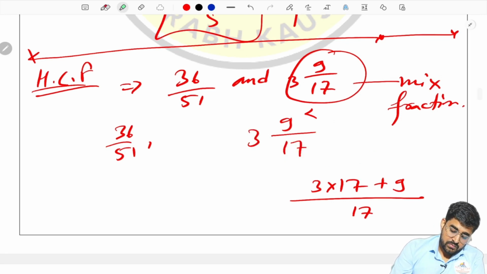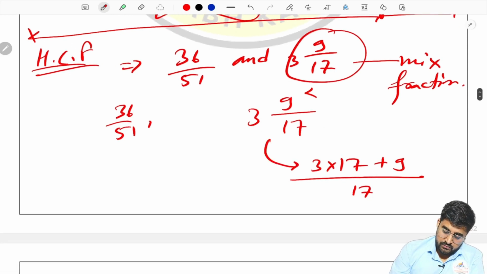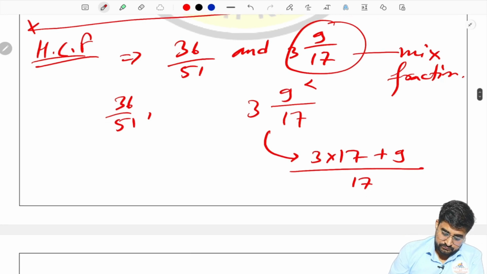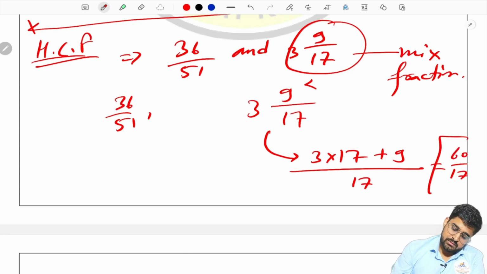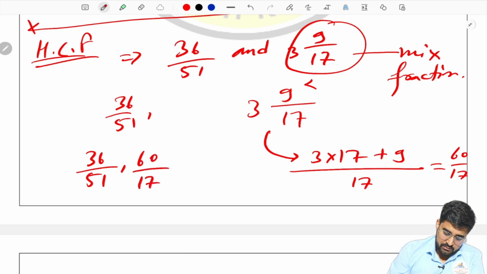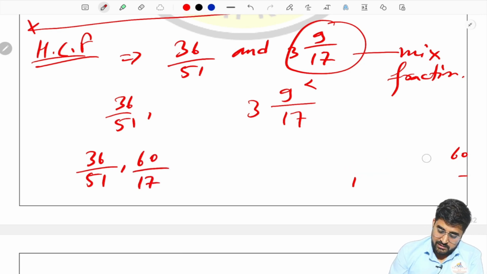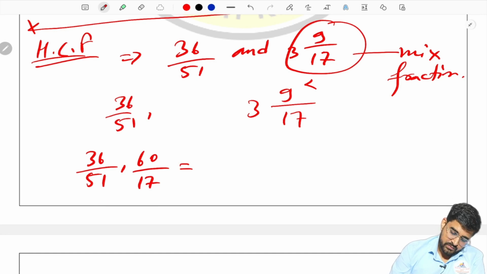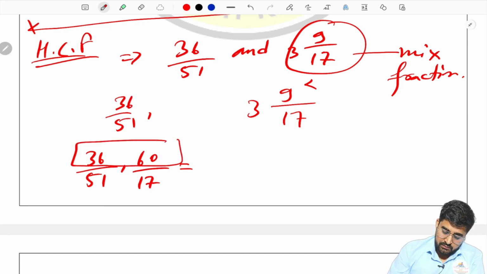Now if we have to calculate them, this will come as 60 by 17. So the number became 60 by 17. Now this is a good thing. Why am I telling you it is a good thing? See, now we have to calculate the HCF of these two numbers. Good. So we have to calculate the HCF.